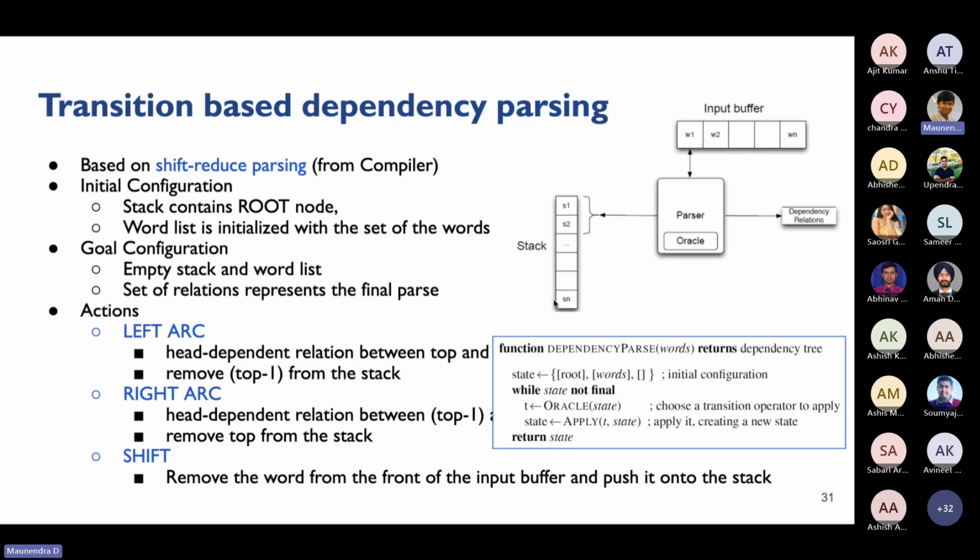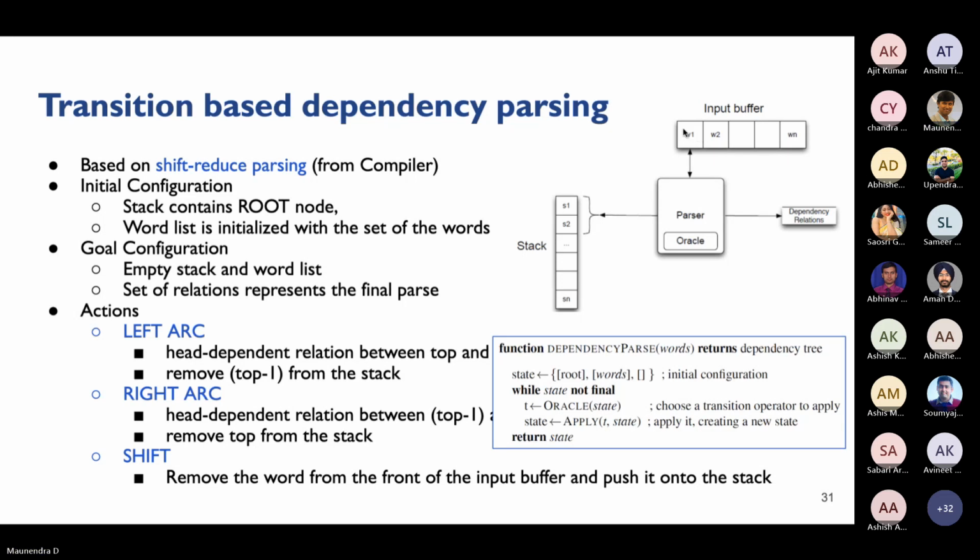At the very beginning, the stack contains the root node. And this word list, or the buffer, is initialized with the set of words in the input. And the goal is an empty word list. So as we process, things get removed from the input buffer, and certain things get added and removed from the stack. Finally, when we are done, the goal configuration is that the stack should be empty, and the input buffer also should be empty.